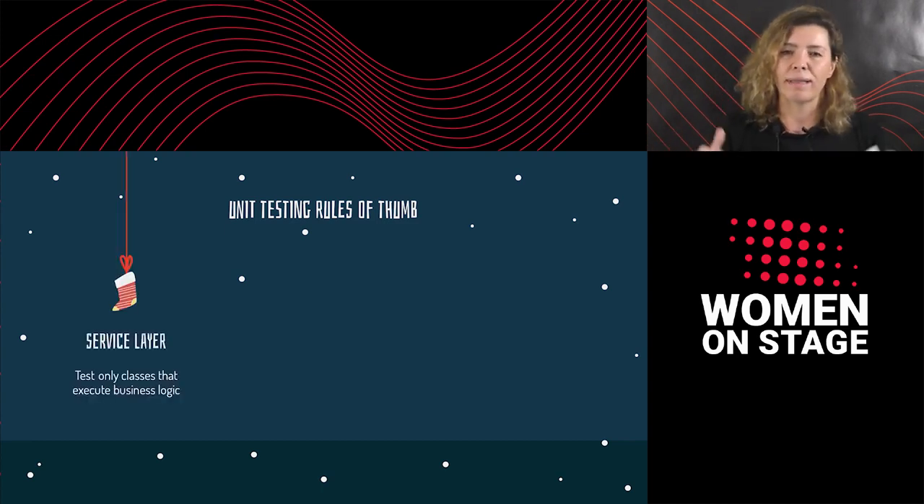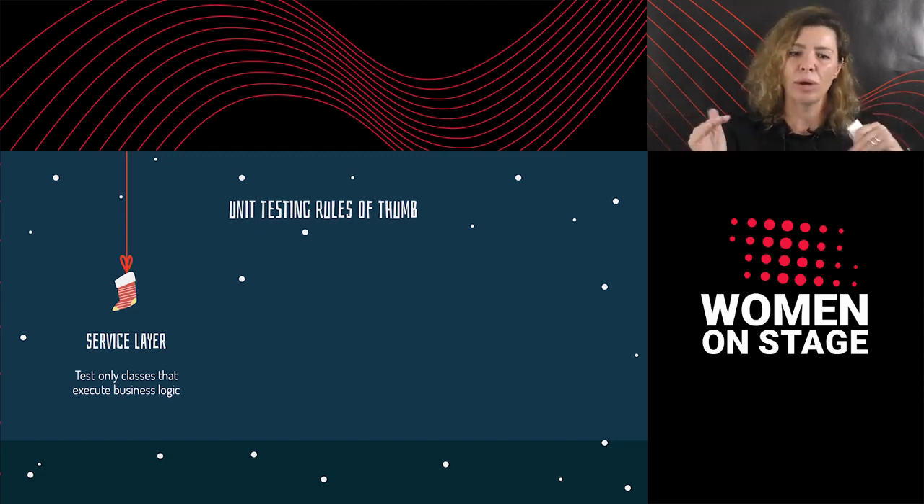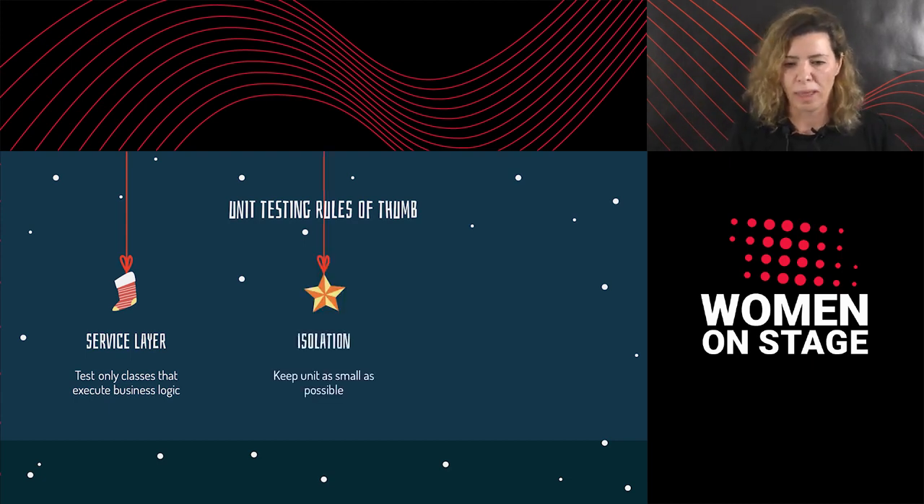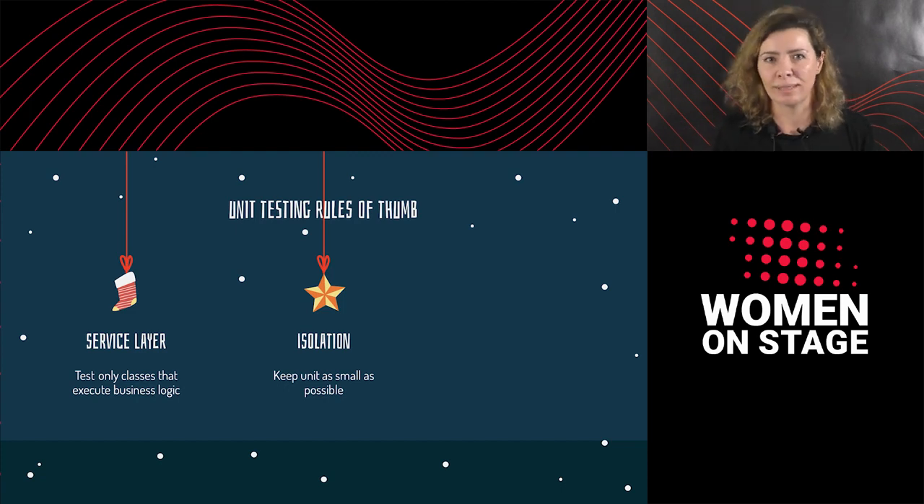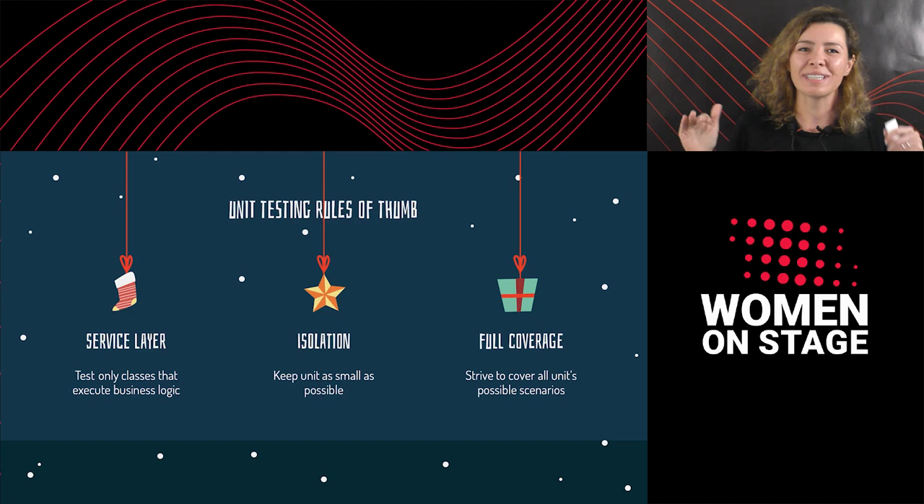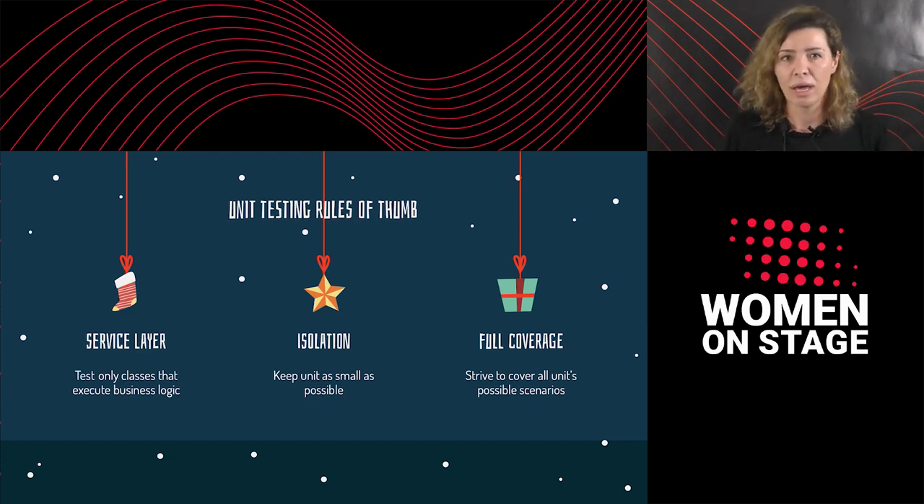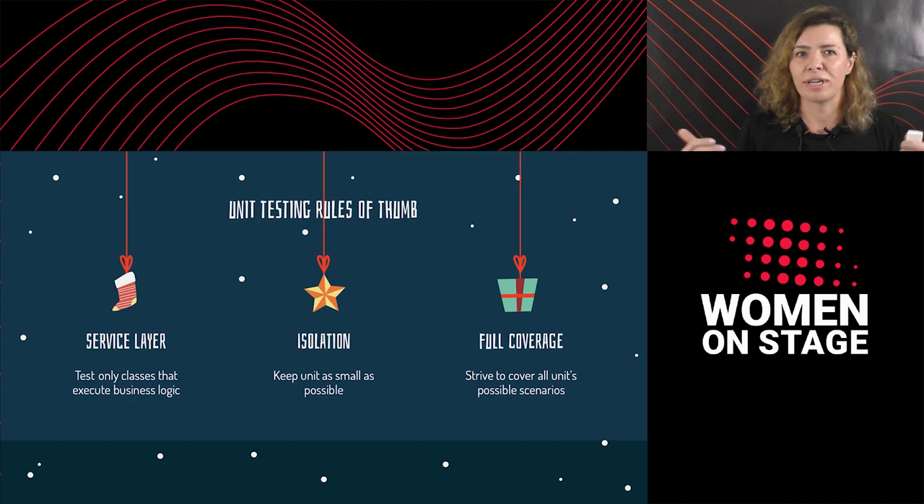Test only classes that execute business logic. It will squeeze the unit testing boundaries to a service layer. Try to keep your unit as small as possible. The isolation of the unit from other dependencies will have a positive impact on maintenance and bug detection. Now, when your unit is isolated, achieving full scenario coverage is possible. On top of that, this is the place to cover the edge cases and the different parameter variations.